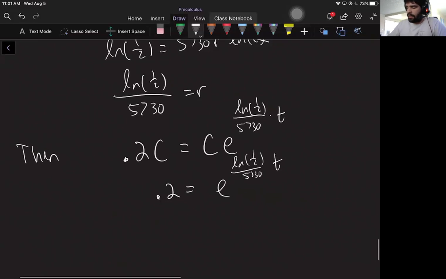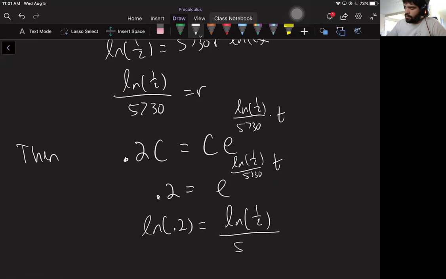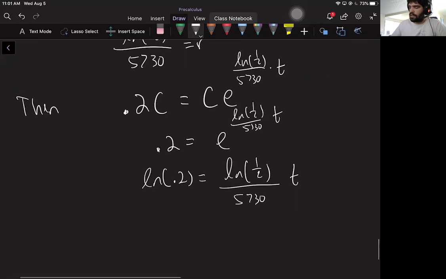And then I can ln on both sides, so that on the right side, the ln and the e just cancel, so the power comes down very nicely. So all I have is the power left over, which was all this stuff. And then to solve for t, I just got to multiply across and divide by the ln of 1/2.